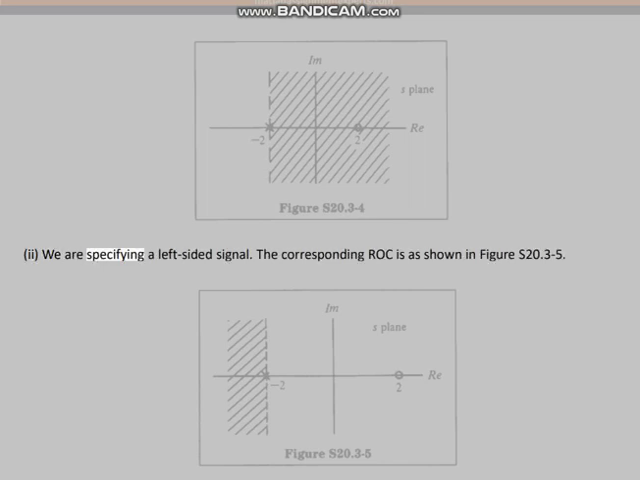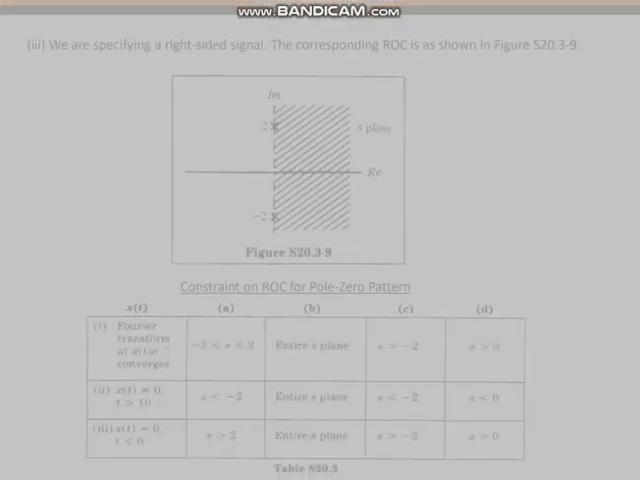2. We are specifying a left-sided signal. The corresponding ROC is as shown in figure S20.3-5. 3. We are specifying a right-sided signal. The corresponding ROC is as shown in figure S20.3-9. Constraint on ROC for pole-zero pattern.